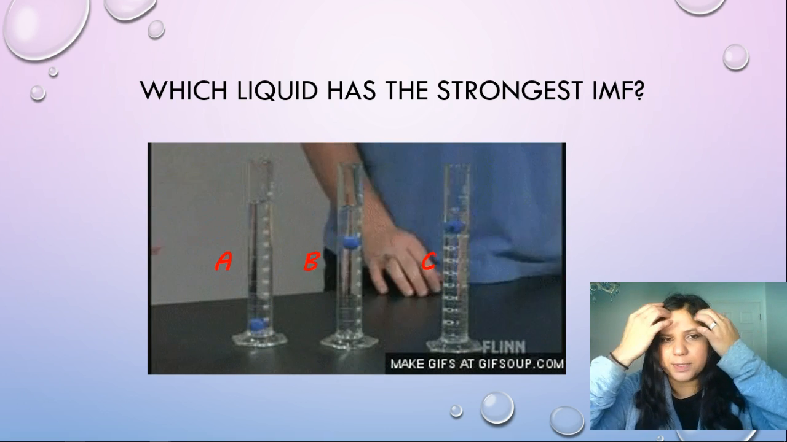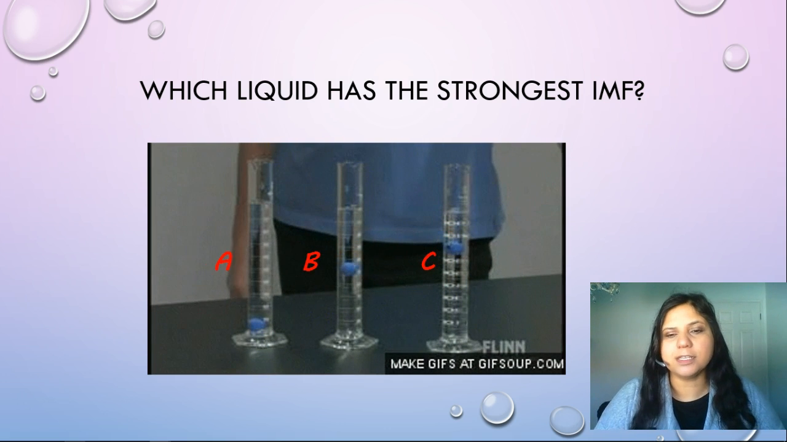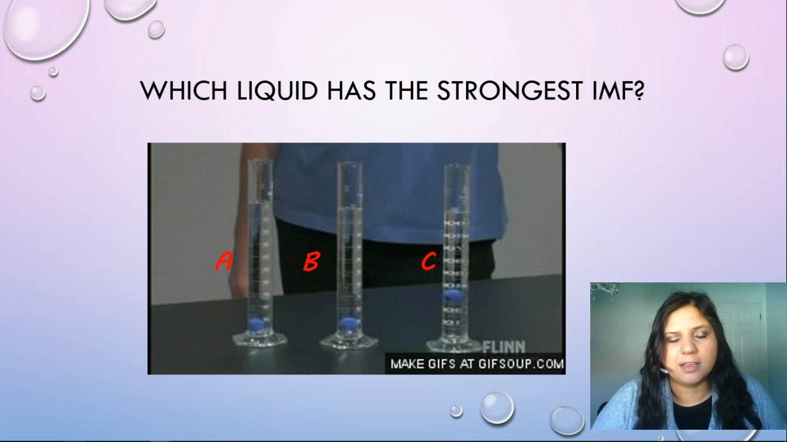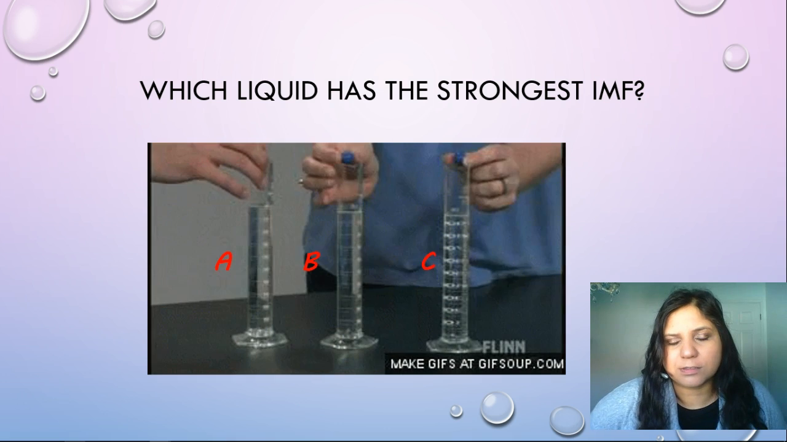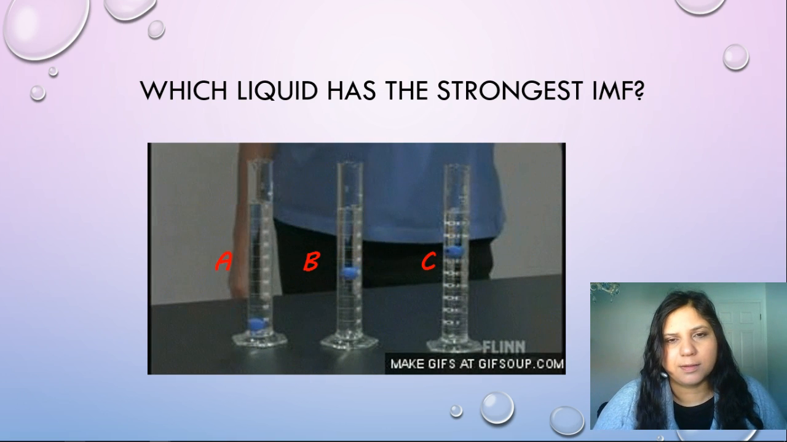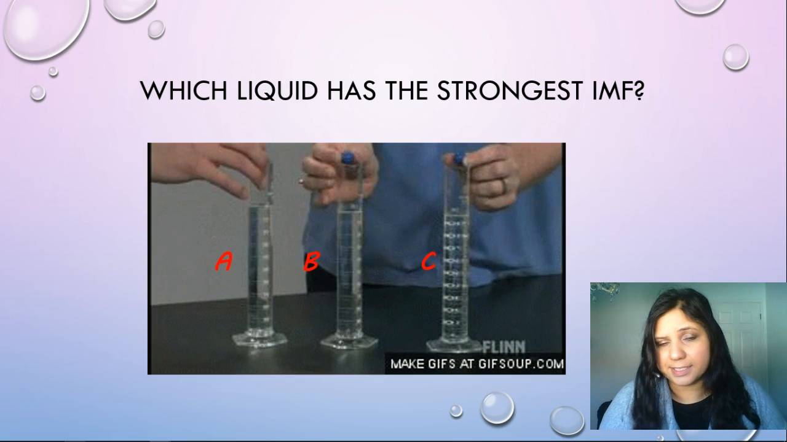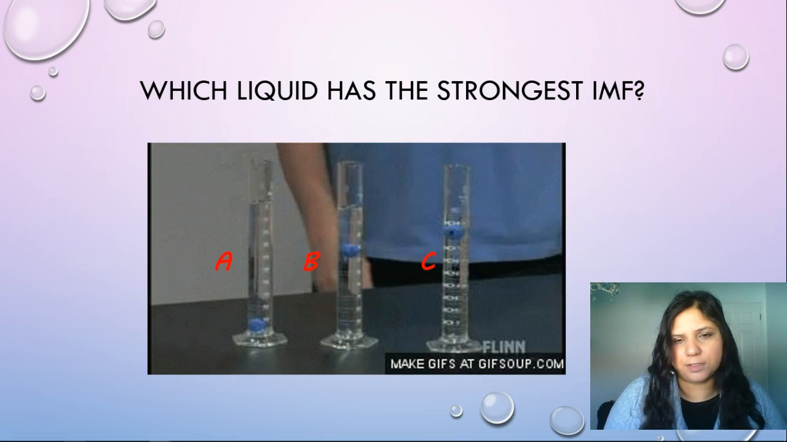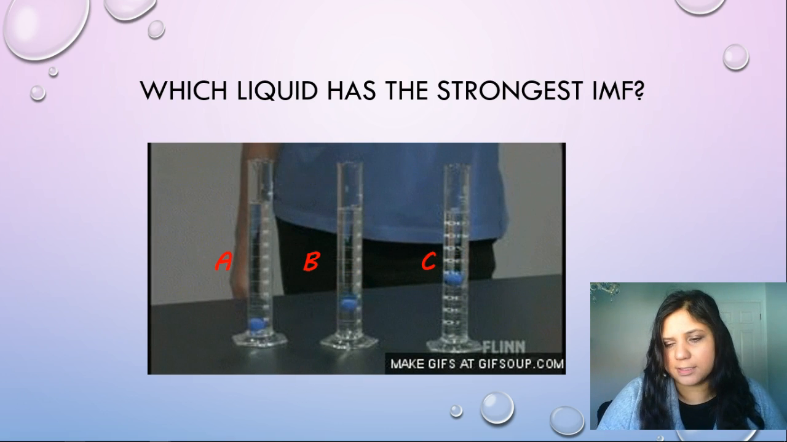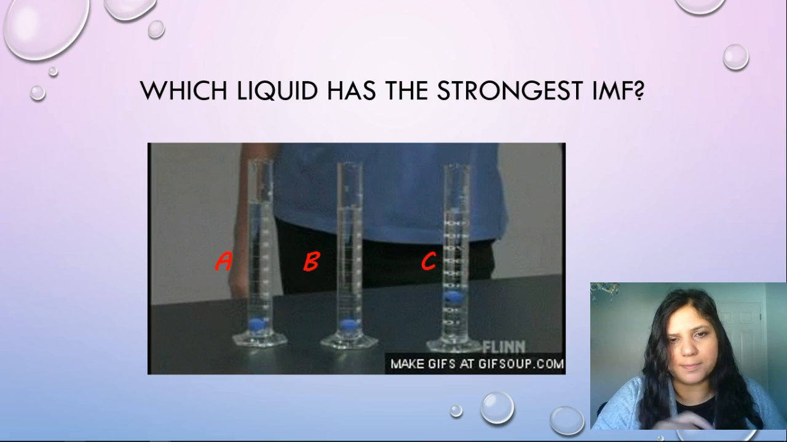All right, so I have a picture here for you. Which liquid has the strongest intermolecular forces? Let's see if you've got this. So there's A, B, and C. They're all three different substances, and you see a marble placed in. All right, so the strongest intermolecular forces are going to have the highest viscosity. They're going to resist flow. And so the one that is resisting the flow of the marble falling down is C. So hopefully you said C.